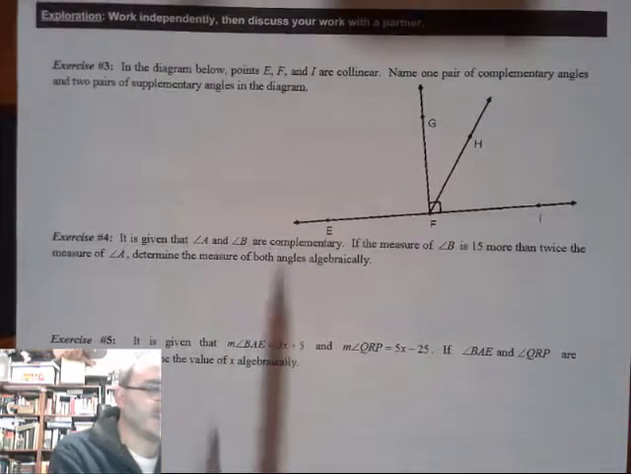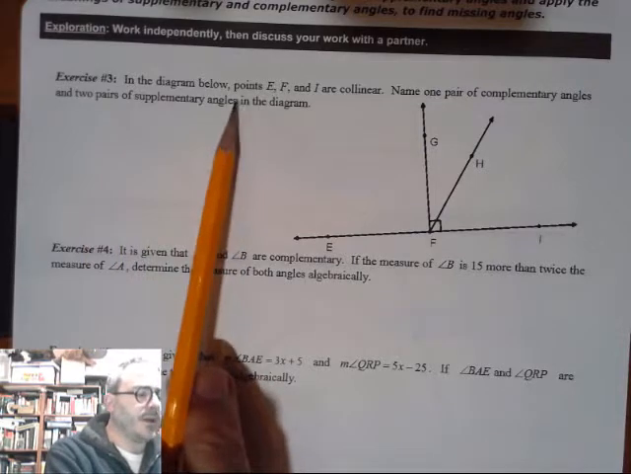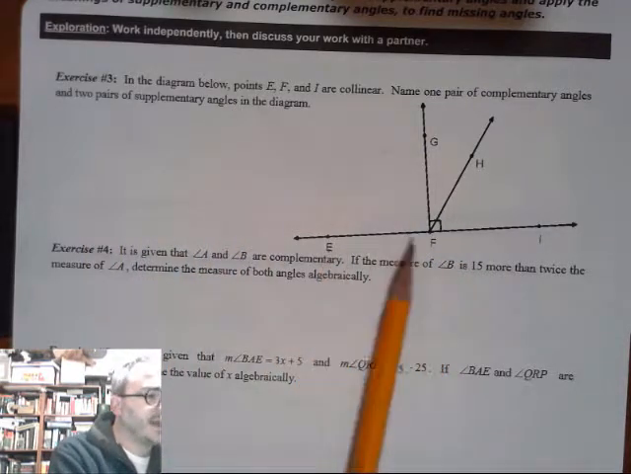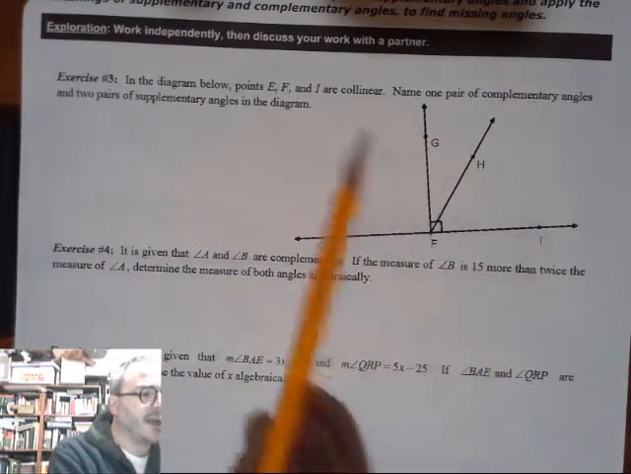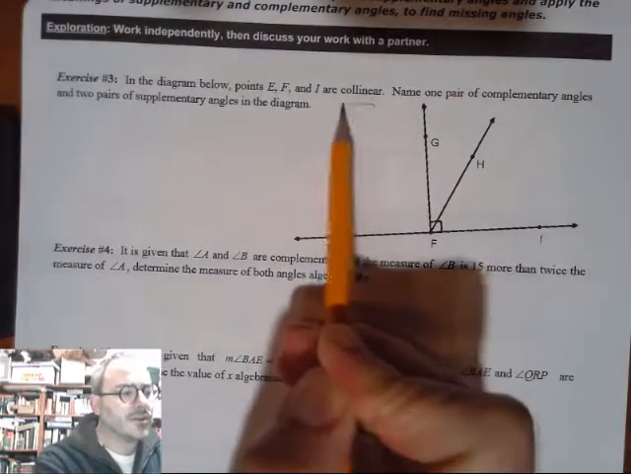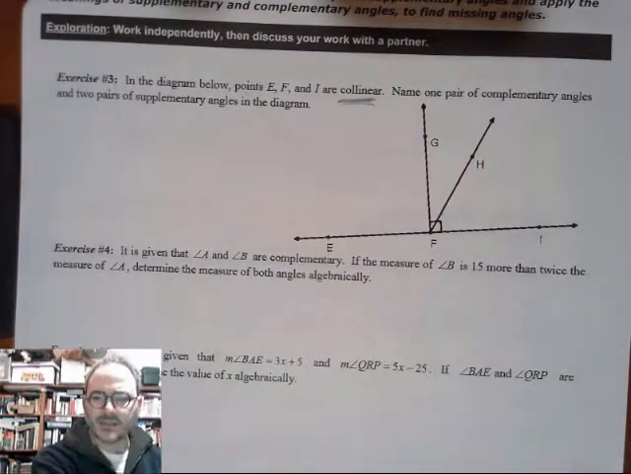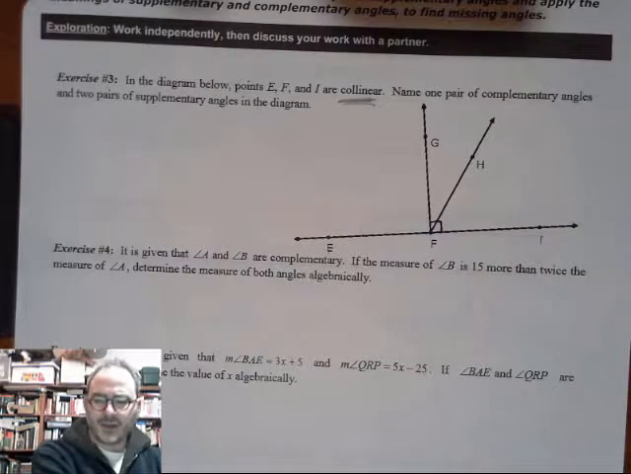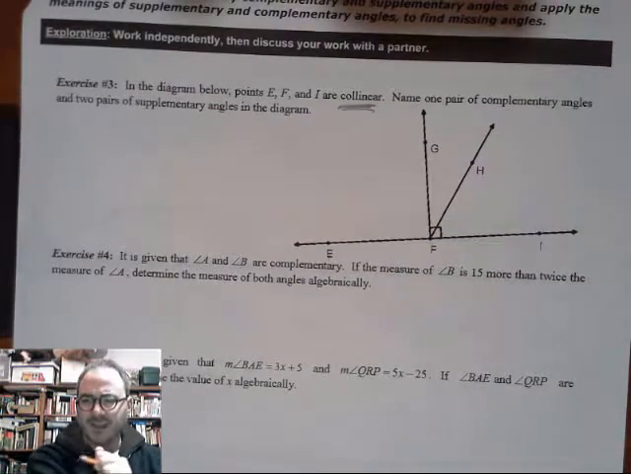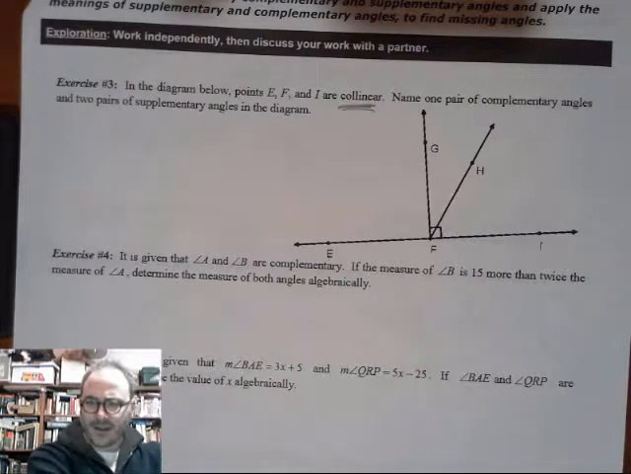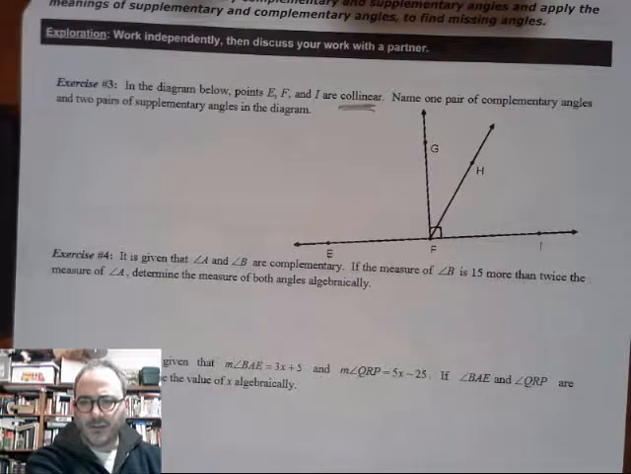All right, exercise 3. In the diagram below, points E, F, and I are collinear. Collinear. We've seen this word twice before. We talked about, actually, pause the video and see if you remember what this means. Pause the video, open up those drawers in your filing cabinet. Where have you stored this information? All right, you're unpausing the video now.